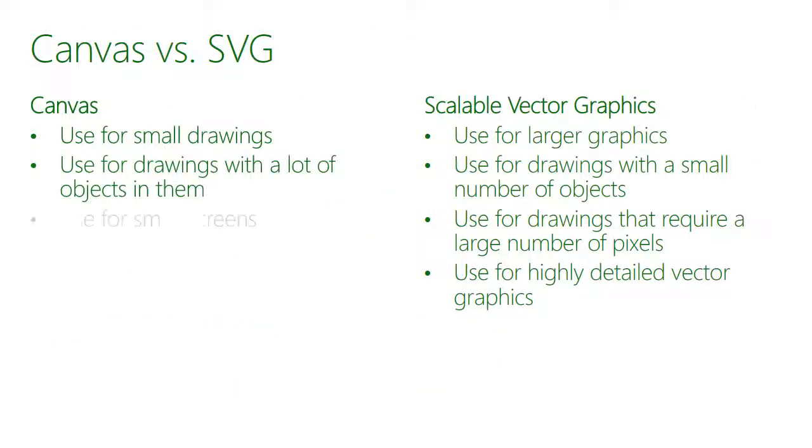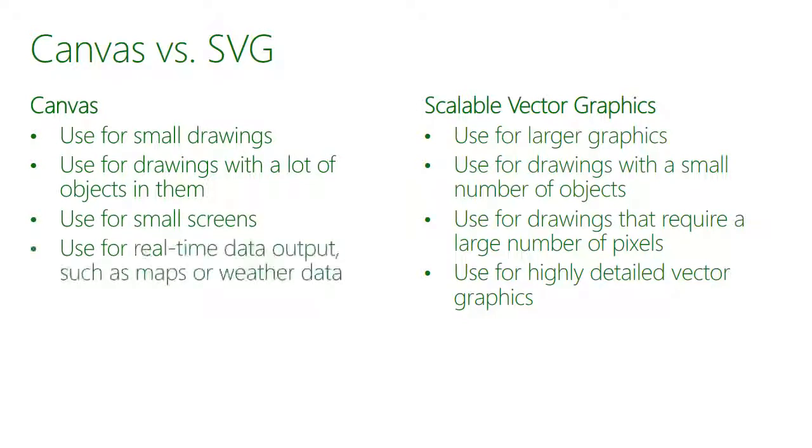Scalable vector graphics, or SVG, are used for larger graphics, for drawings with a small number of objects. The reason it's used for larger graphics is because you can increase the size of an SVG and you won't actually increase the memory by increasing the size. So that's why it's an advantage to use SVG for larger graphics. You can also use it for drawings with a small number of objects. It can be used for drawings that require a large number of pixels, and for highly detailed vector graphics.